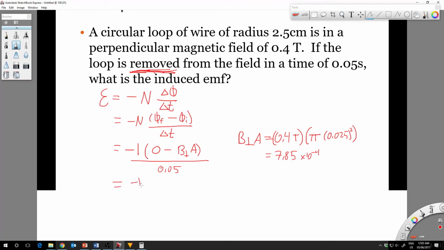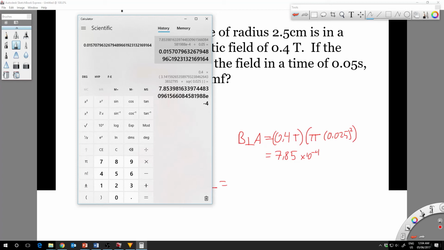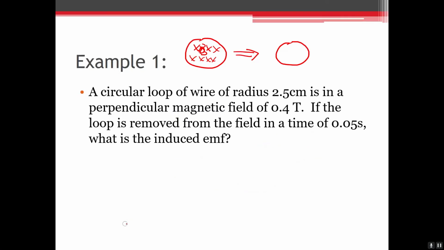So now we get negative 1 times negative 7.85 times 10 to the negative 4 divided by 0.05. So altogether we get an EMF of about 0.016 volts. Not a lot, but it's only one loop of wire. More loops will generate more. All right, next example.